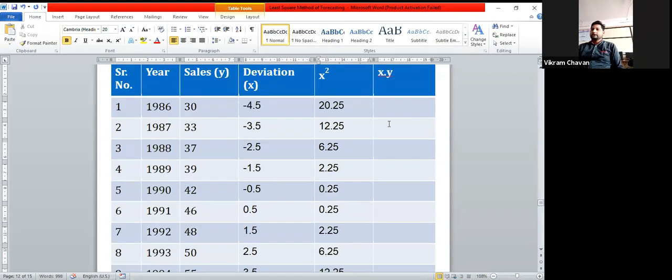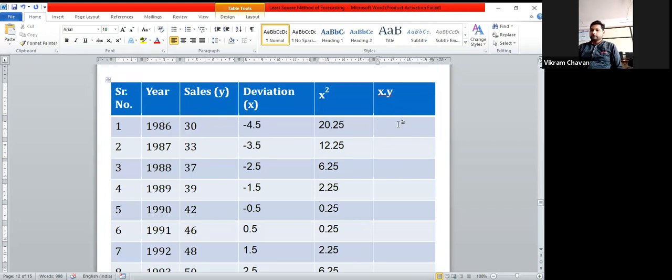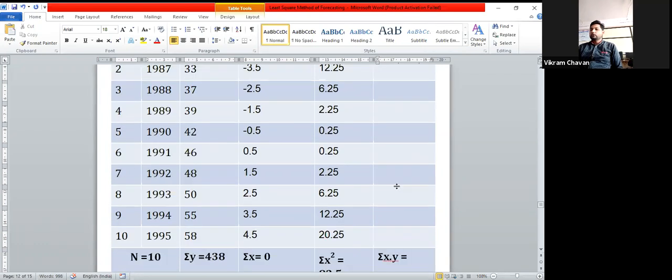Now further, you require x multiplied by y, where x is the deviation and y is the sales. So third column multiply by fourth column. 30 multiplied by minus 4.5. You have to write this calculation over here. Then 33 multiplied by minus 3.5. Then 37 multiplied by minus 2.5. And at the bottom, you have to make the summation of all the x multiplied by y's. So that will provide you summation of x multiplied by y.